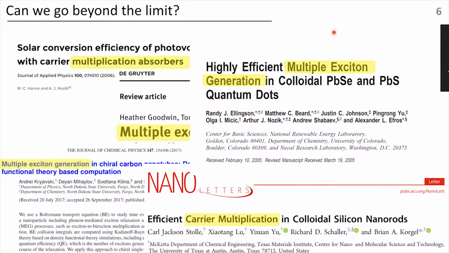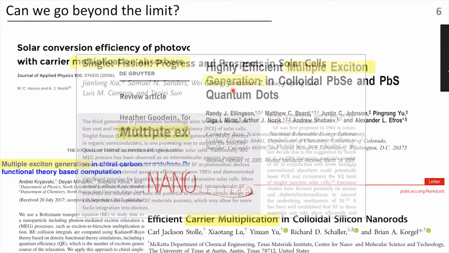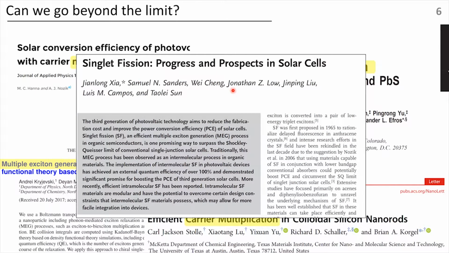So coming back to the image I had presented before, now I verbally say that, well, now we know what multiple exciton generation roughly represents. And then I go on and make another transition to my actual topic, which is singlet fission.